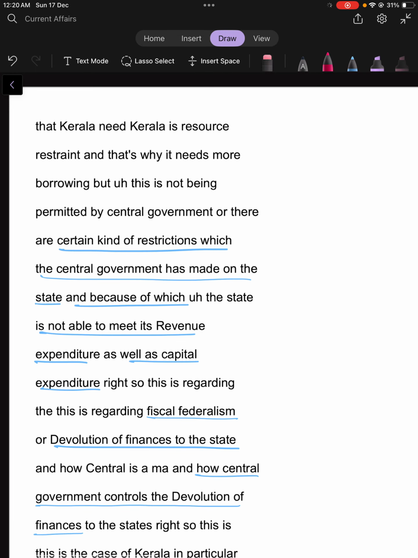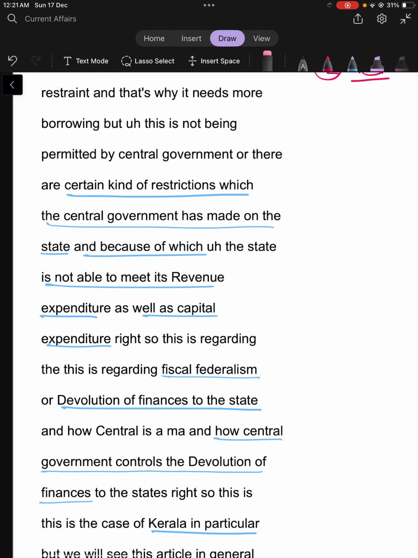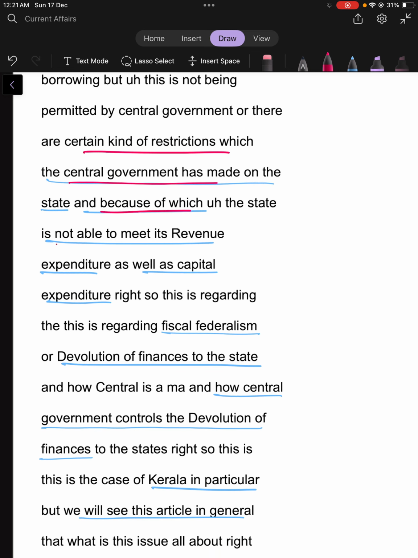So we can relate it to Paper 2, that is polity, that is the role of the Finance Commission and devolution of power from center to state, devolution of finances. Here we will talk about finances. There are certain restrictions which the central government has placed on its state, because of which it is not able to meet its revenue expenditure as well as capital expenditure.